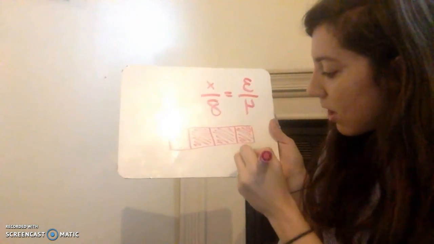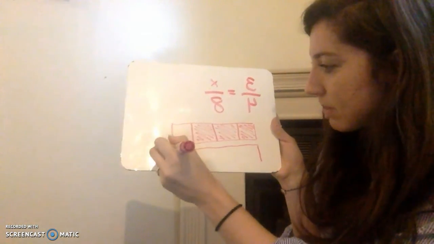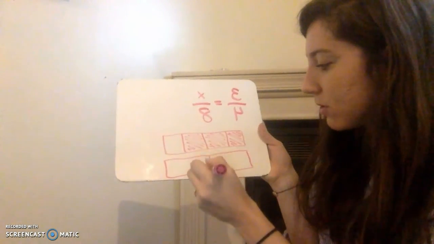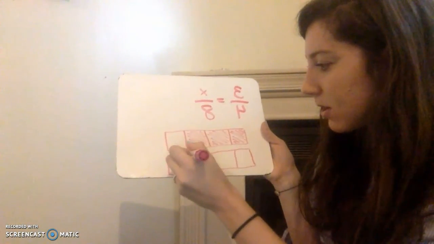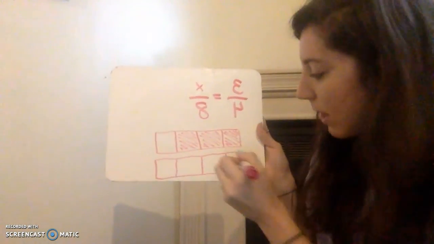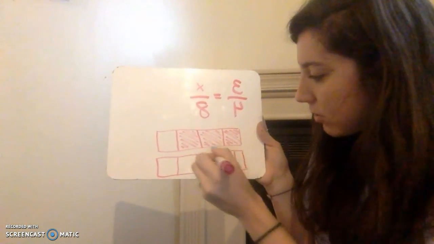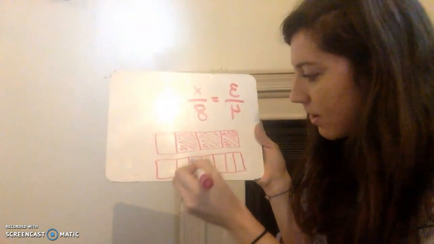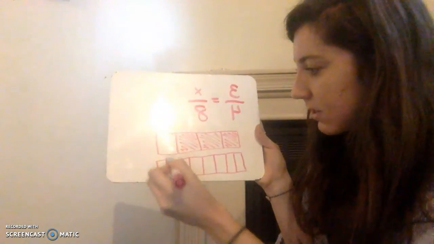Now I'm going to draw another one underneath that's the same size, but this time I'm going to split it into eighths. So I do it into fourths first, and then if I split each of these in half, that'll get me to 8. So I have 1, 2, 3, 4, 5, 6, 7, 8.